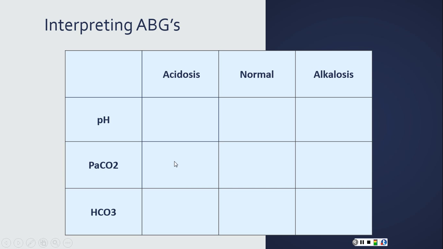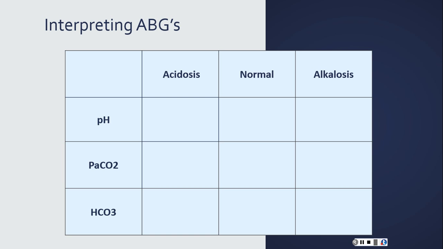Now my bicarb. I've got a bicarb of 29. Is bicarb normal, acidic, or alkalinic? Alkalinic. Because what's my normal range? 21 to 28. So 28 is normal. Well, this one's 29. So it's abnormal, it's up, which is alkalinity. All right, so now let's interpret it. What's going on here?